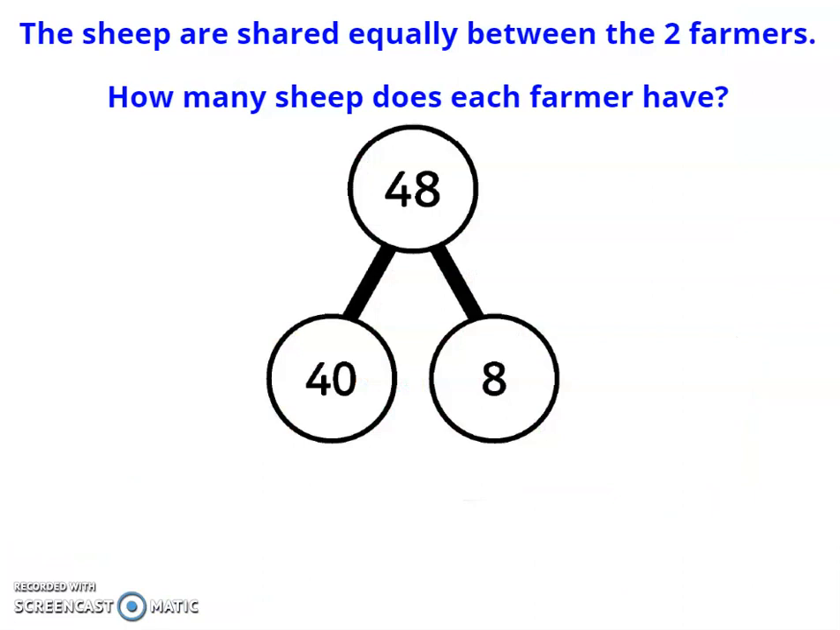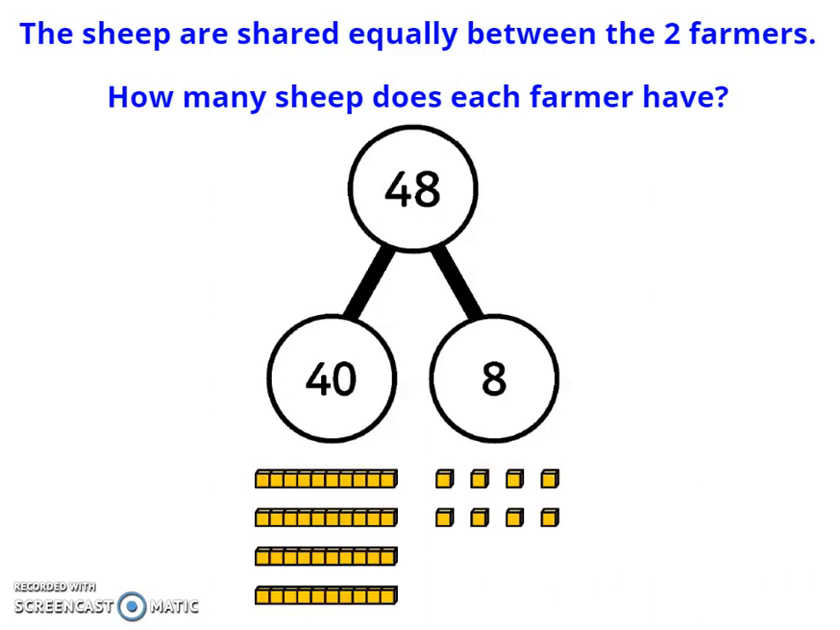To help me calculate the answer to this, I've taken my 48 sheep and I've partitioned that number 48 into my 1s and my 10s. So you can see straight in front of you that I've got 48 split into 40 and 8. And to make this even easier for me, I've shown this using a pictorial representation of my base 10. Now I will be looking at my 1s first, and I'm going to try and divide that 8 into two groups. And then I'm going to move on to my 10s.